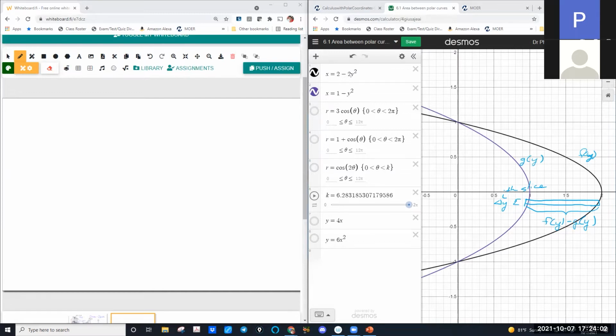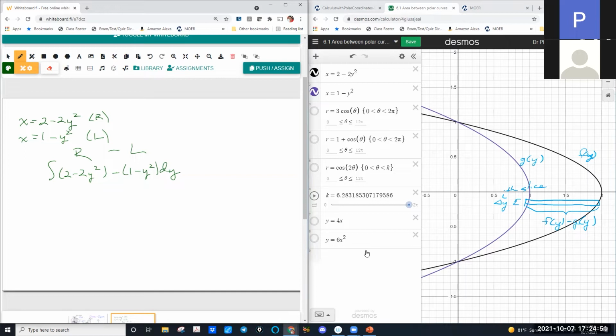So to set this one up, let's put our functions on here. X equals 2 minus 2y squared. X equals 1 minus y squared. Identify which one's which. Which one of them goes out to 2 in the x? Well, that's this one. So that's our right. That's our left. Our integrand is set up: 2 minus 2y squared minus 1 minus y squared, dy, because now we're integrating with respect to y. Questions about setting up the integrand? Right minus left.